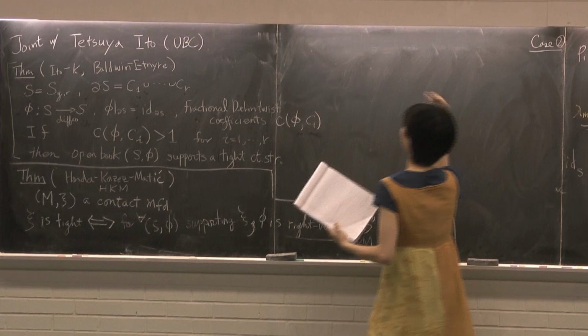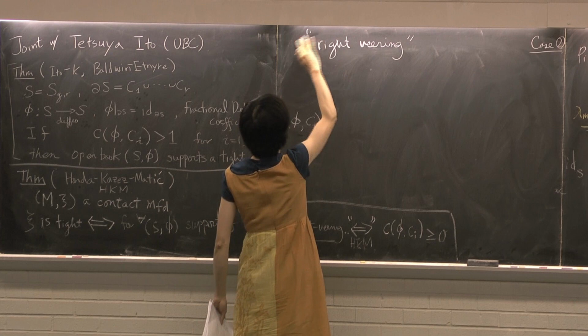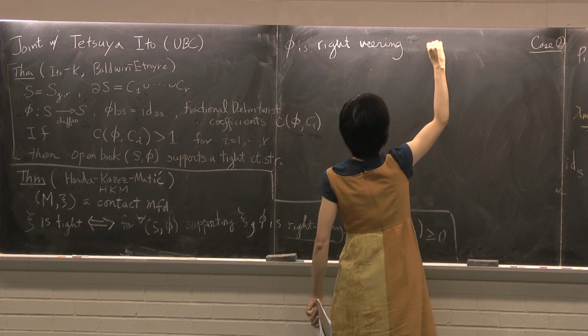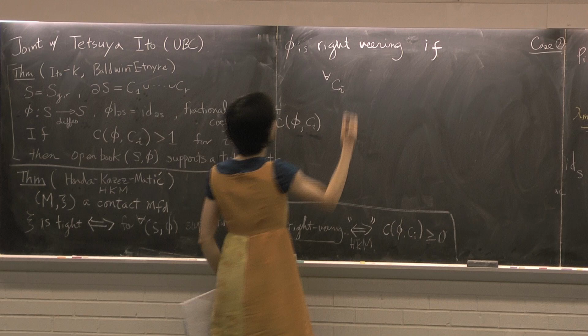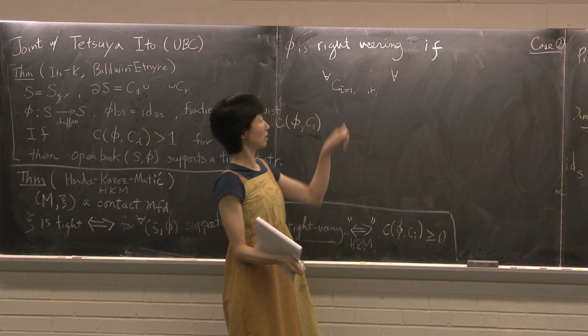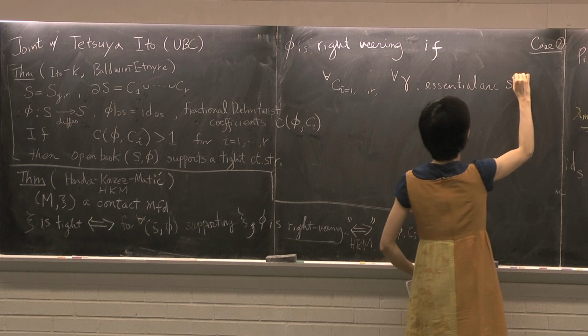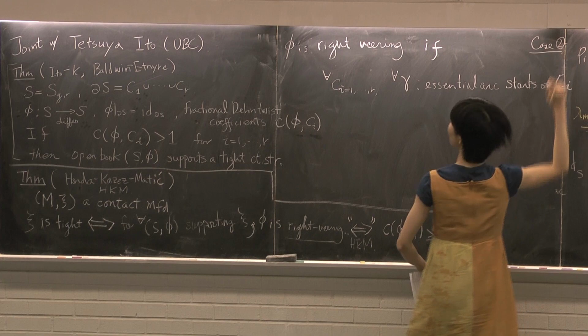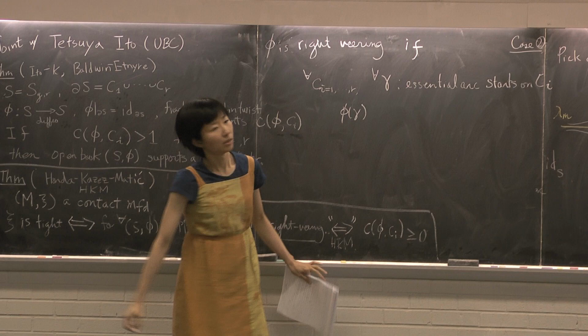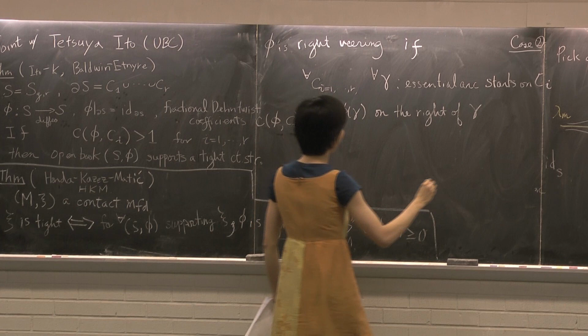Right-bearing means: P is right-bearing if for any boundary components C1 to CR, and for any essential arc starting on this boundary CI, the image of gamma, P gamma, is on the right of gamma near the starting point.